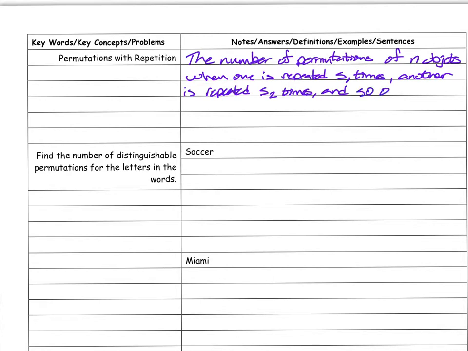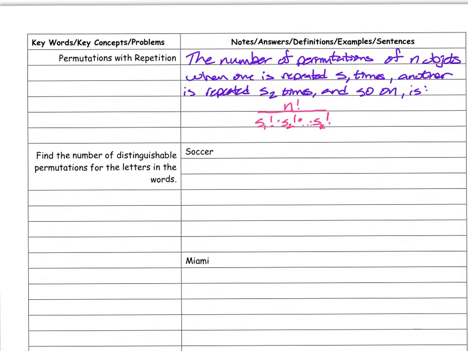So there could be more things repeated, is what it's saying, is given by n factorial over s sub 1 factorial times s sub 2 factorial times, up to s sub k factorial. So I'm going to multiply all those together and divide by it. I'm going to show you what that means, so don't freak out yet.